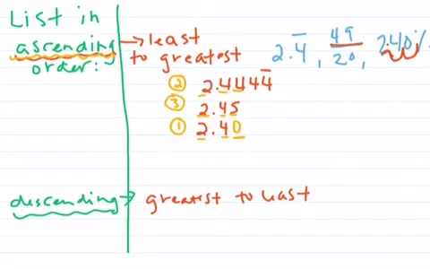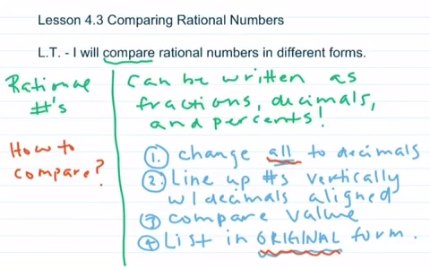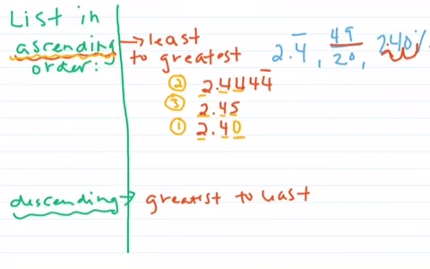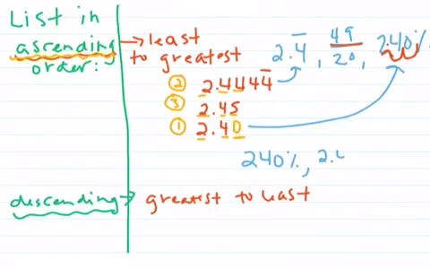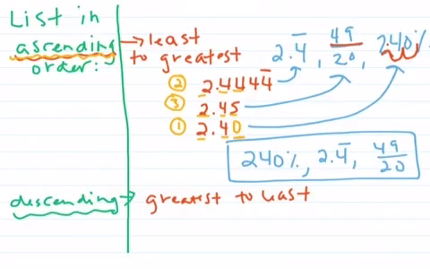We've compared by converting them all to decimals. But look at the fourth step, list in original form. So our last step: 2.4 was 240%. Next was the 2.4 repeating. And then our greatest number was 49/20. And that would be my final answer. Okay, so again, you want to list your final answer back in that original form.